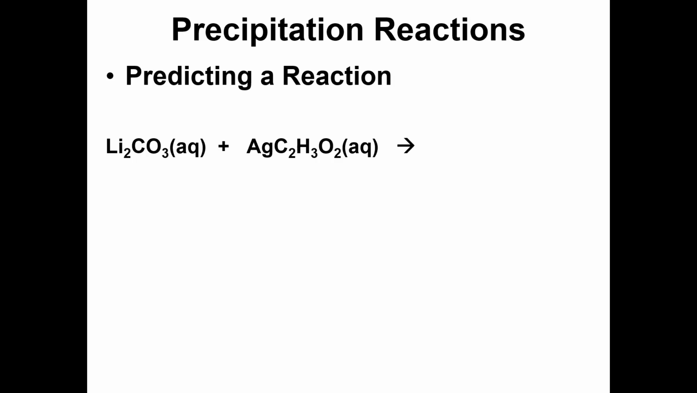Okay, so here we have lithium carbonate and silver acetate. All acetates are soluble. I know that all lithium compounds are soluble, but what about carbonate? So I go to the carbonate rule and I find that carbonates are insoluble except for lithium, sodium, potassium, and ammonium. Okay, so that means that silver carbonate's going to be precipitating out. So I can go ahead and write that down.